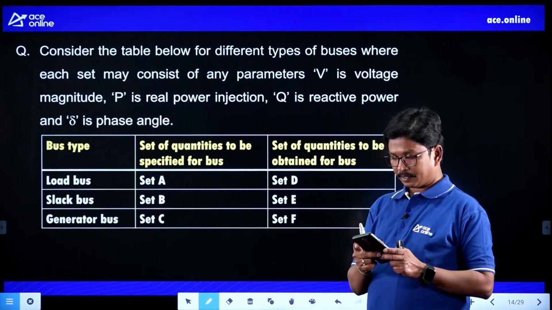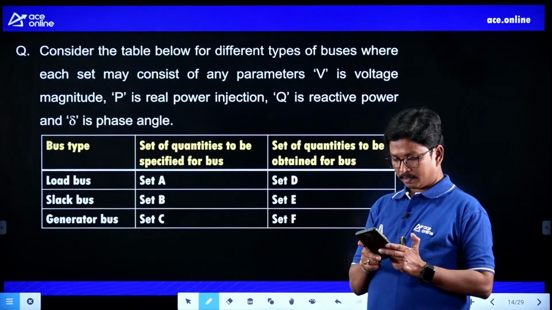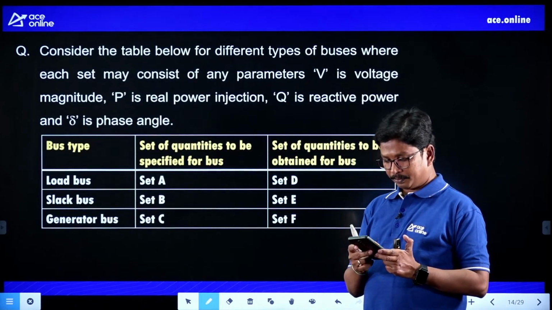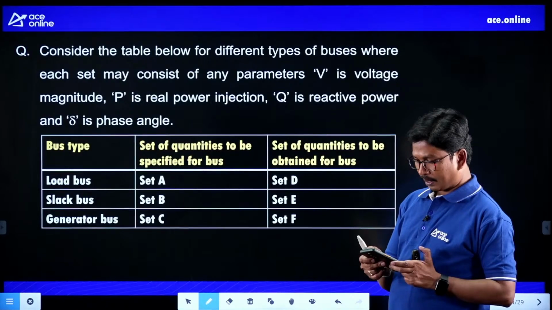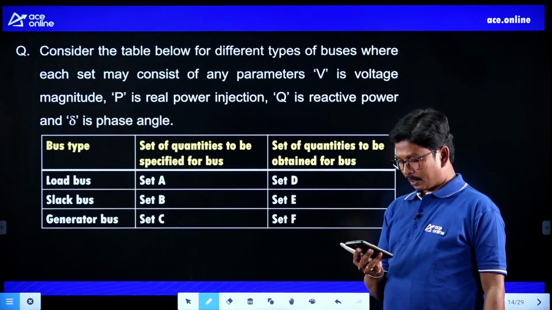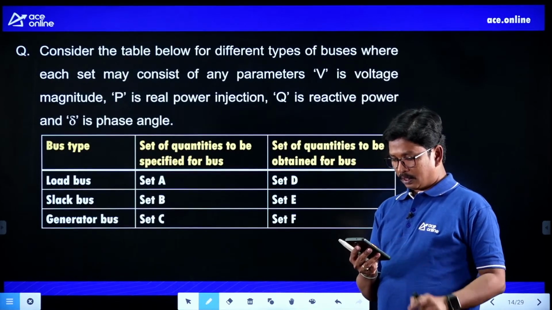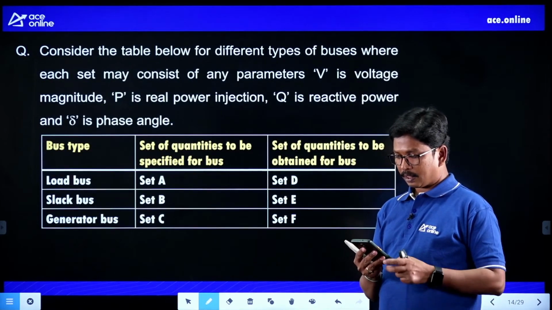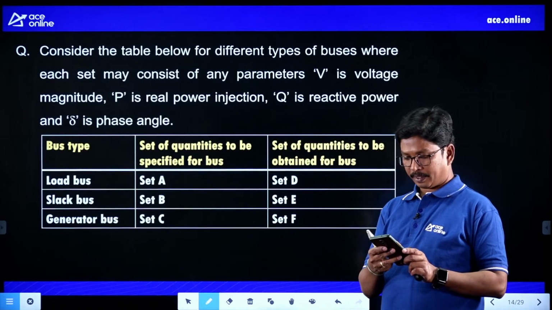Any answer? You can type your answer there. Any answers?